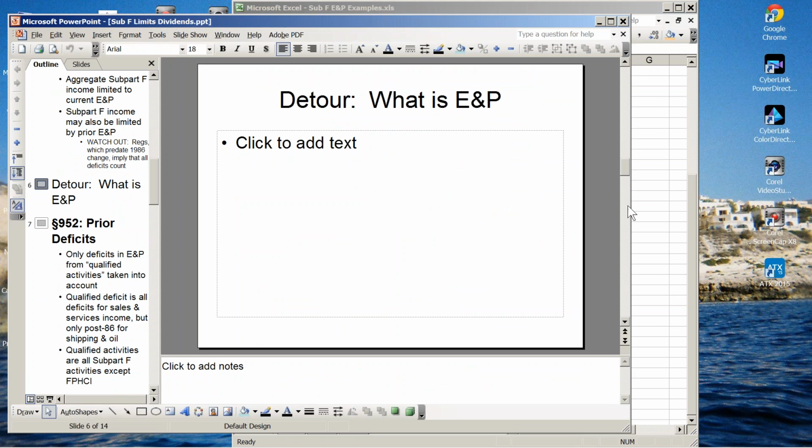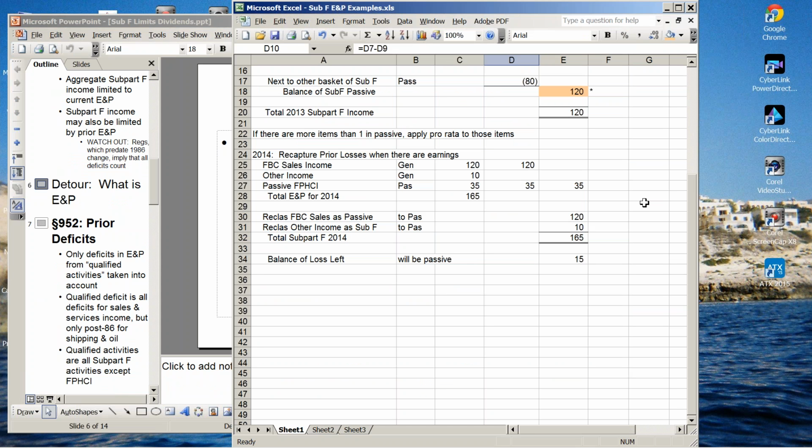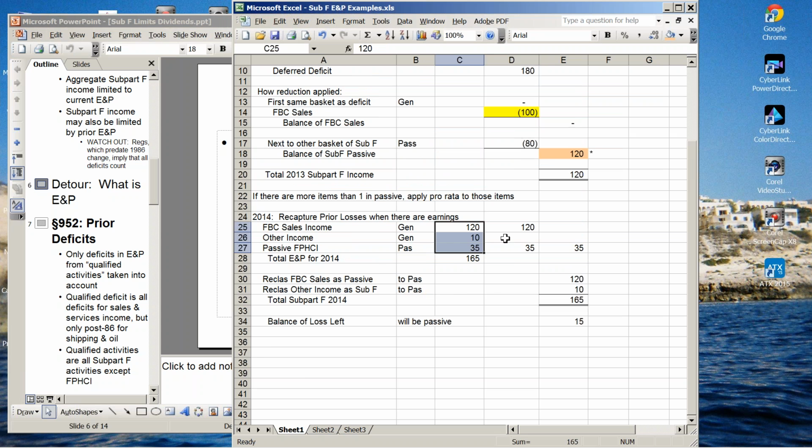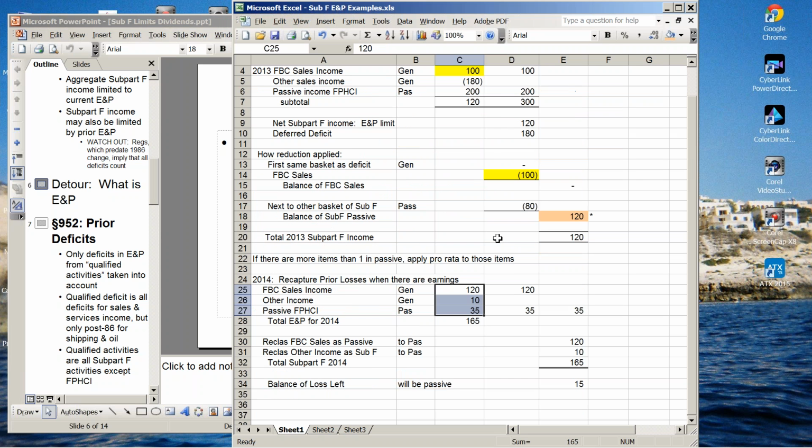Okay, we're not there yet. So what happens next year? Next year we have income. We have income in all of our categories. Our preliminary Subpart F income is our foreign-based company sales income and foreign personal holding company income, as earned for that particular year.